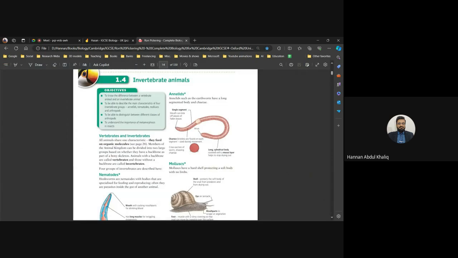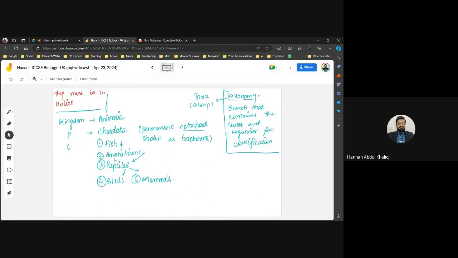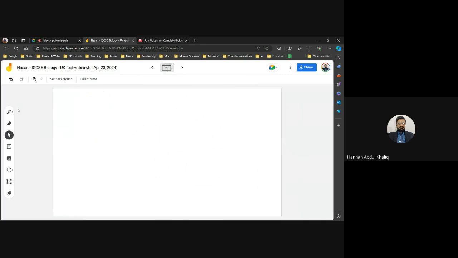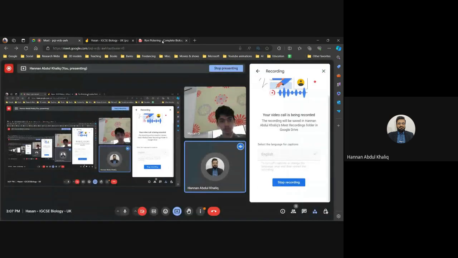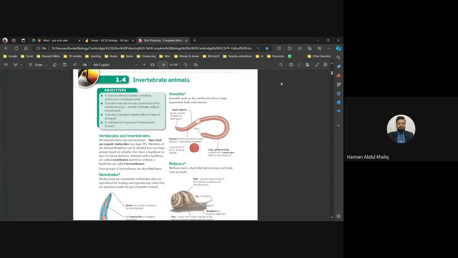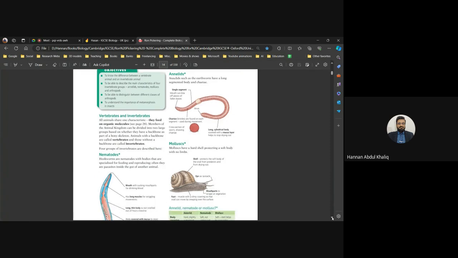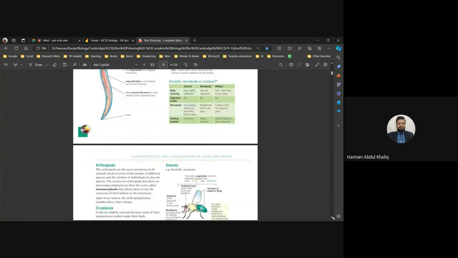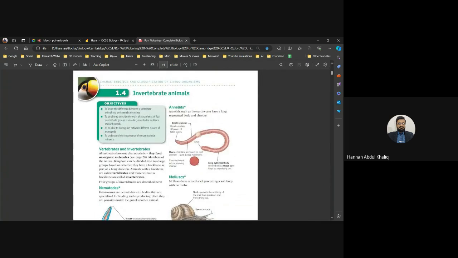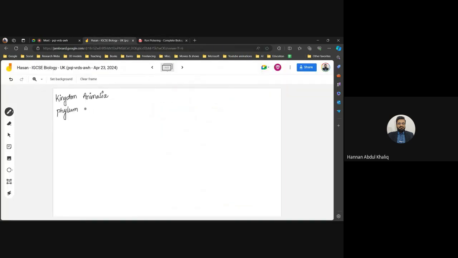Then we said that there is a next group in these organisms. When we classify the next group, our kingdom would remain the same, Animalia, but the phylum would now change. The phylum could be changed into one of four names. The first name that we discussed in the previous class was annelids. The real name of this phylum is Annelida.